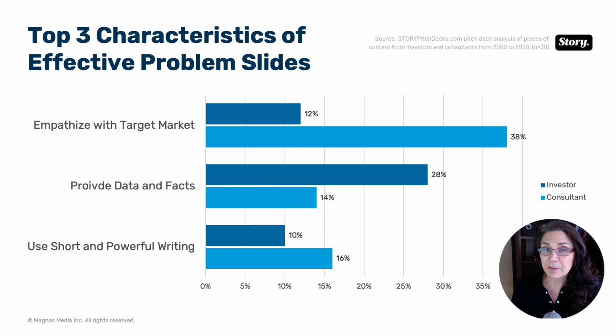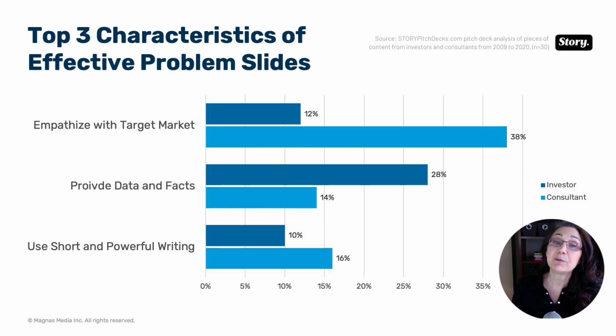Now, a consulting company called Story Pitch Deck did a survey asking 30 pitch deck experts to share their tips on creating effective problem slides. There were several points that came up from the survey, but the top three that they all agreed on were: number one, empathy. A good problem slide needs to show that you empathize with the target market, which means that you need to be able to describe their pain. How well do you understand the problem that they are facing, and why do you care to solve their problem?